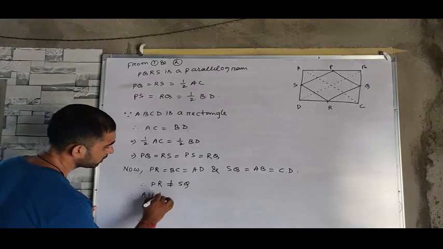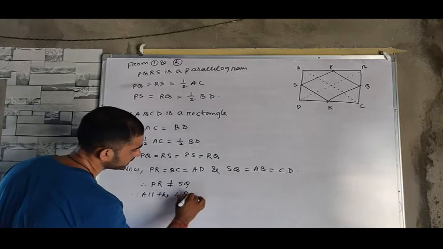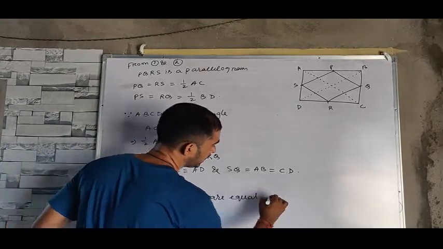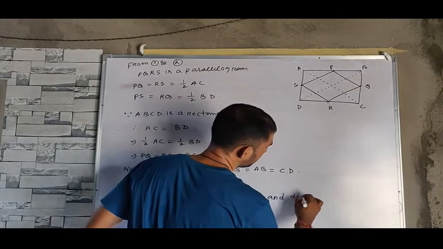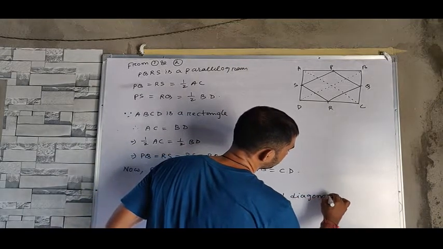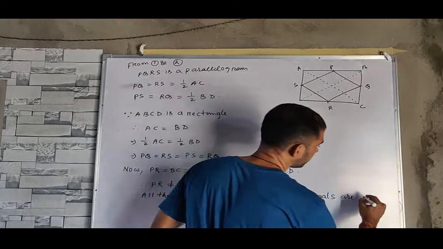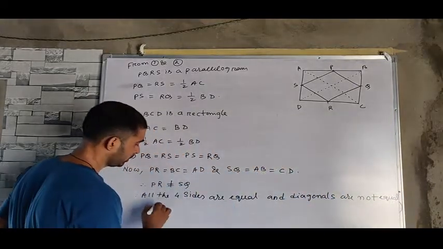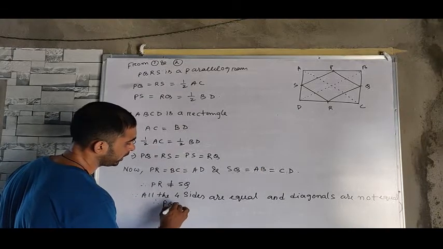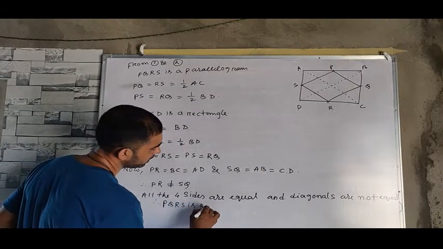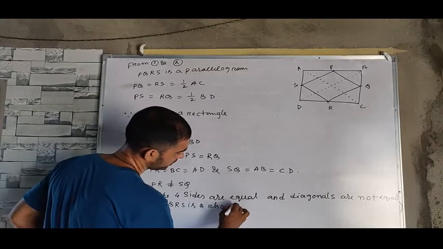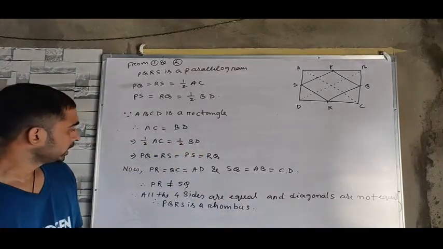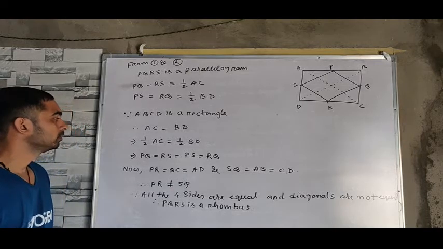Since all the four sides are equal and the diagonals are not equal, therefore PQRS is a rhombus. Got it? PR is not equal to SQ, therefore it is a rhombus.